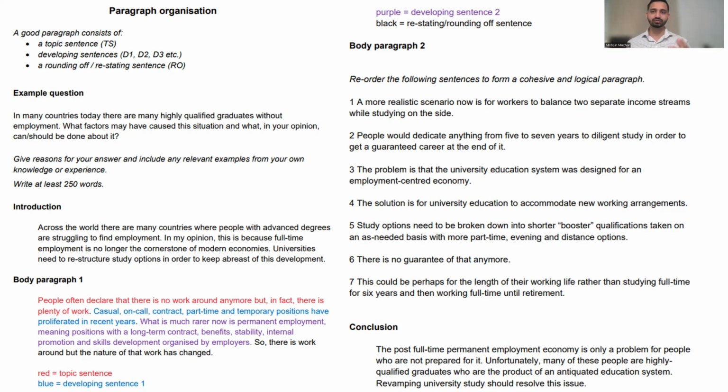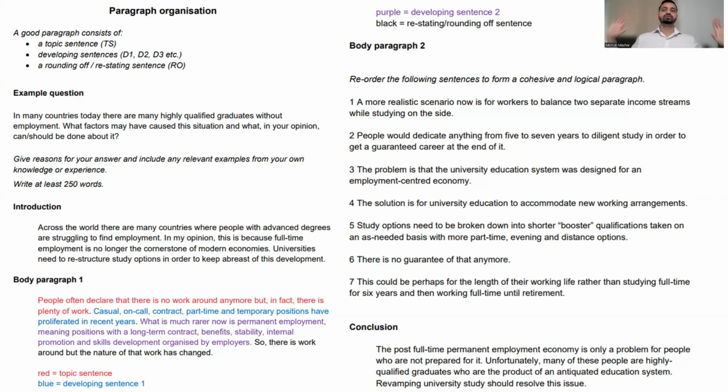Let's read the conclusion quickly, and then you will pause the video and do this activity. When you come back, we will review body paragraph 2. The post-full-time permanent employment economy is only a problem for people who are not prepared for it. Unfortunately, many of these people are highly qualified graduates who are the product of an antiquated education system. Revamping university study should resolve this issue.